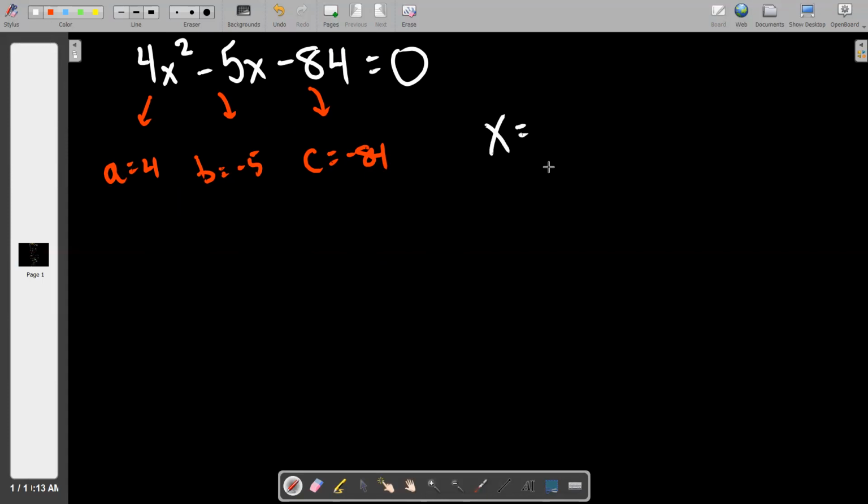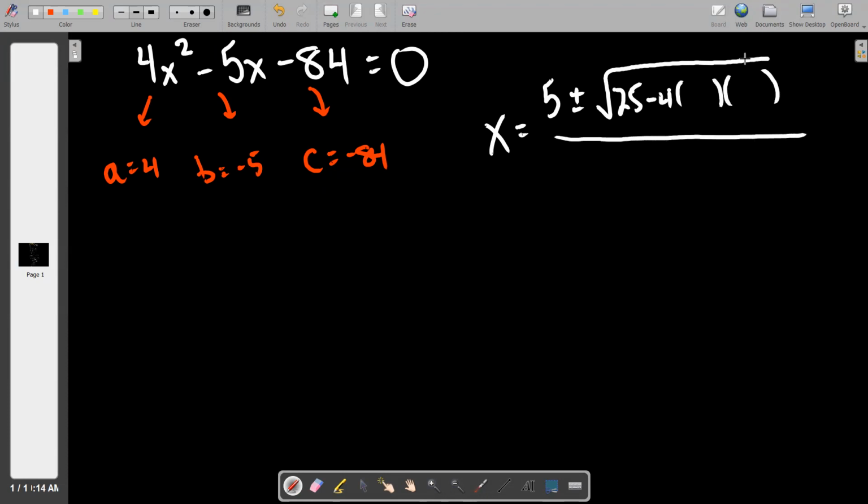Careful, please. The quadratic formula's negative b, so it's 5 plus or minus the square root of 25 minus 4 blank blank all over 8. Good.